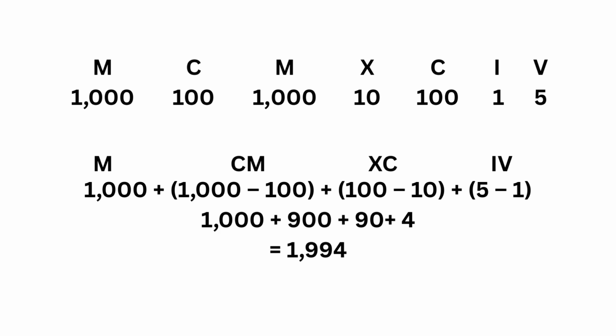The next numerals we have are I and V. I is smaller than V, but since it comes before V, we are going to subtract I from V. So M is 1000, CM is 900, XC is 90, and IV is 4. MCMXCIV is 1994.